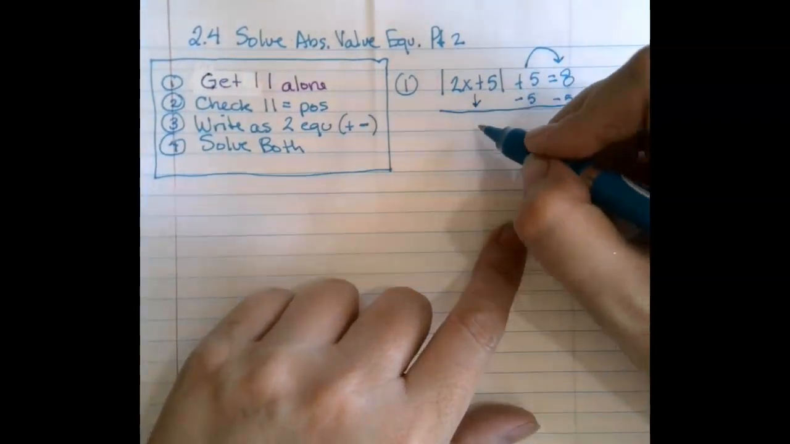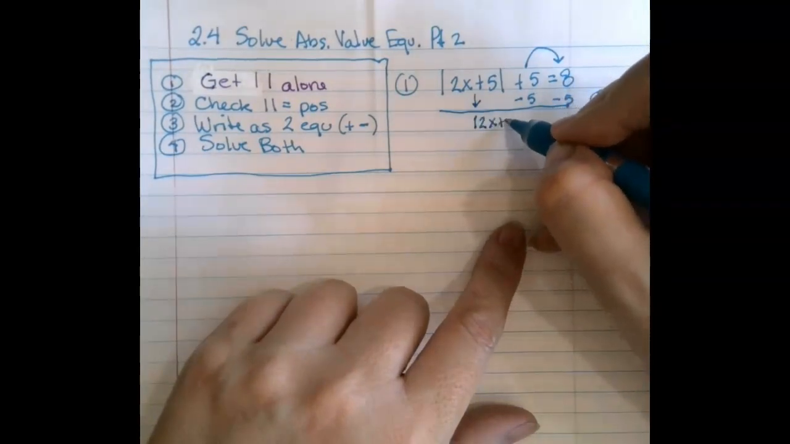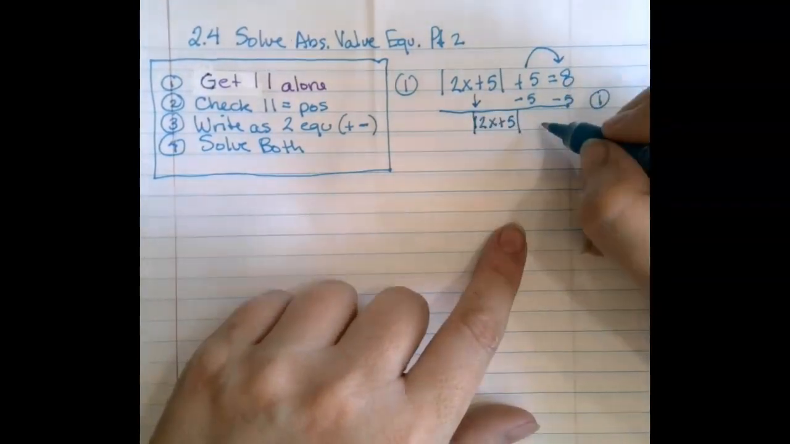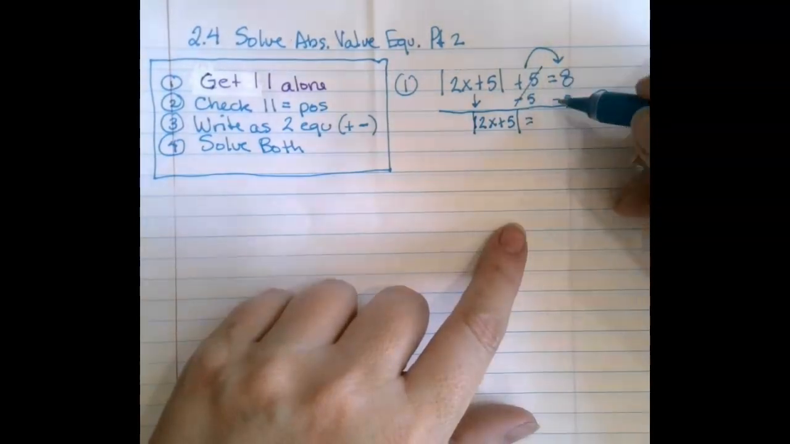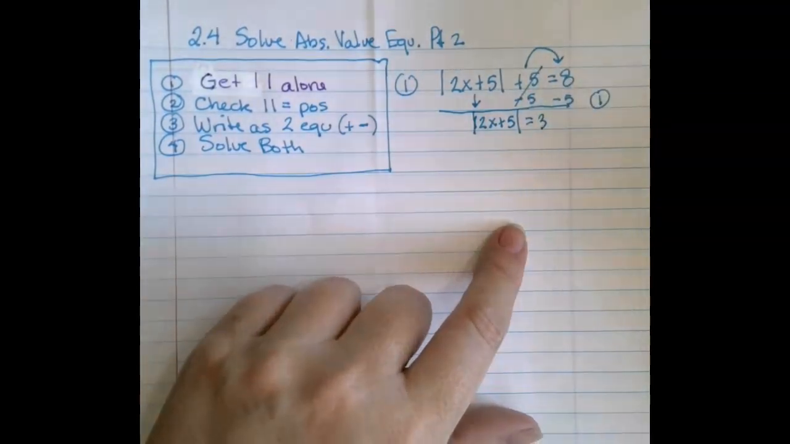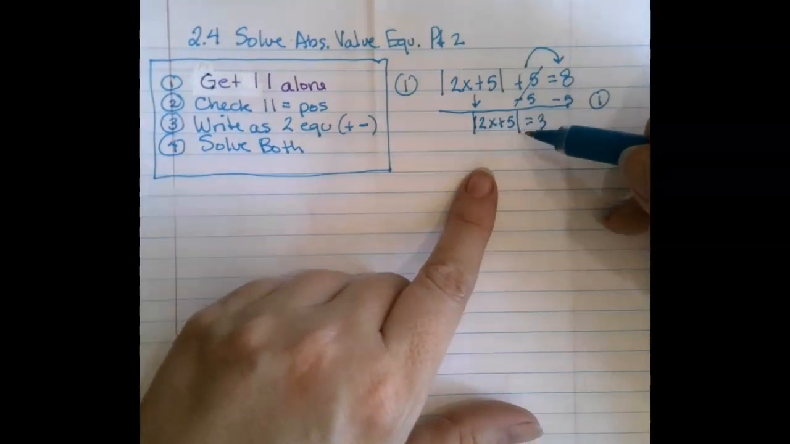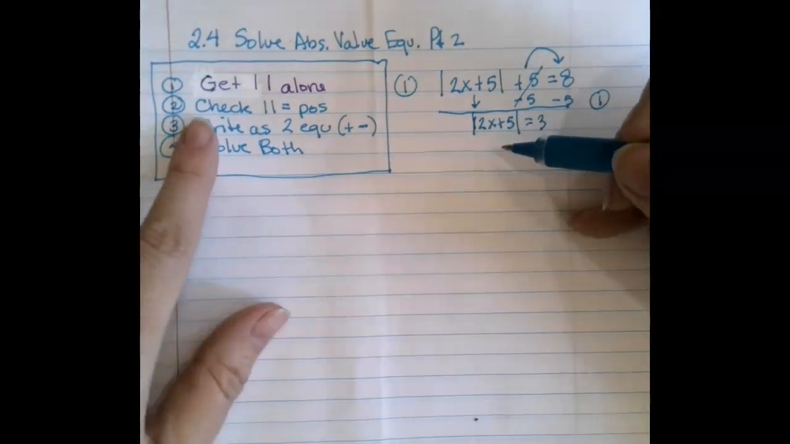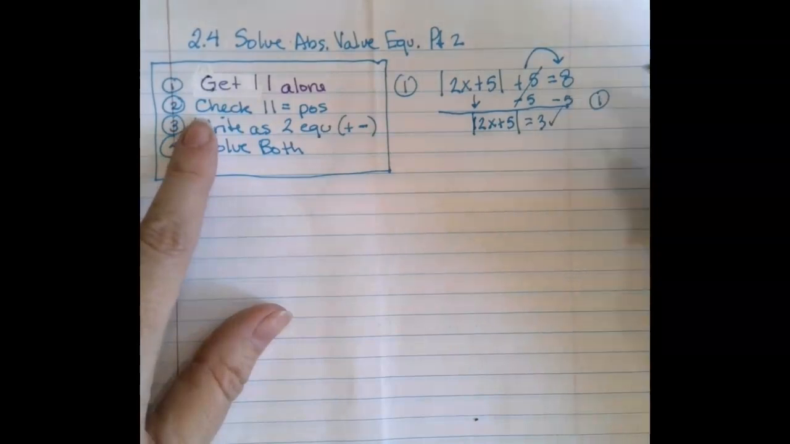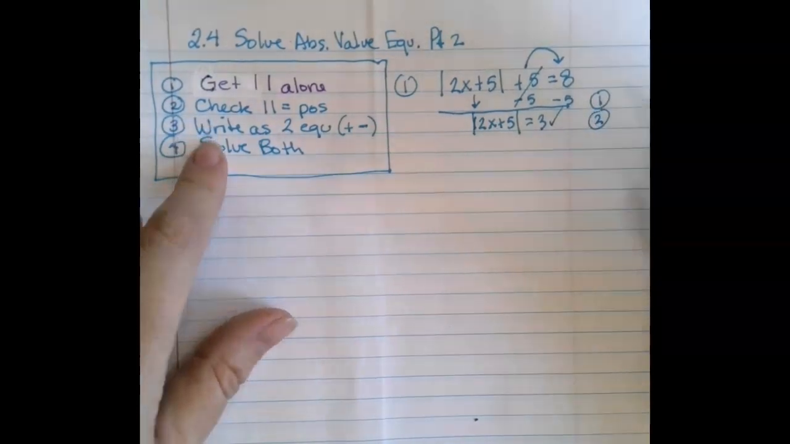I bring this down, absolute value 2x plus 5, absolute value equals, these cancel, 8 minus 5 is 3. So that was my step 1. Now my absolute value is all alone. Now I'm going to do step 2. Check that it's equal to a positive. Check. It's equal to a positive. Now write it as two equations.